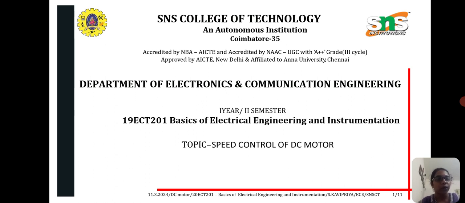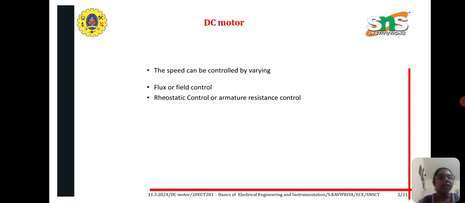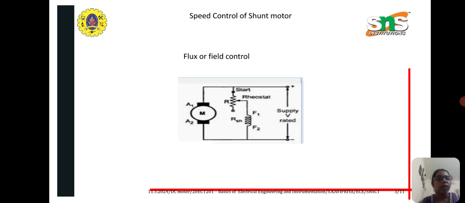Today I am going to deliver a topic, speed control of DC motor, from the subject Basics of Electrical Engineering and Instrumentation. A DC motor is one which converts electrical energy into mechanical energy. The speed of the DC motor can be controlled by varying either the flux or by rheostatic control. So flux or field control and rheostatic control, or armature resistance control, are the two types of speed control of DC motor. First we can see the speed control of the shunt motor.